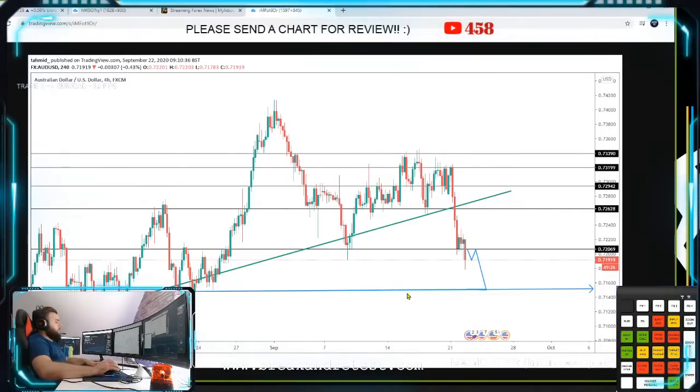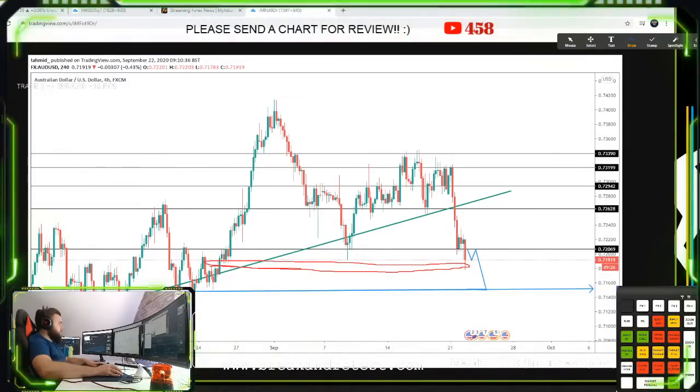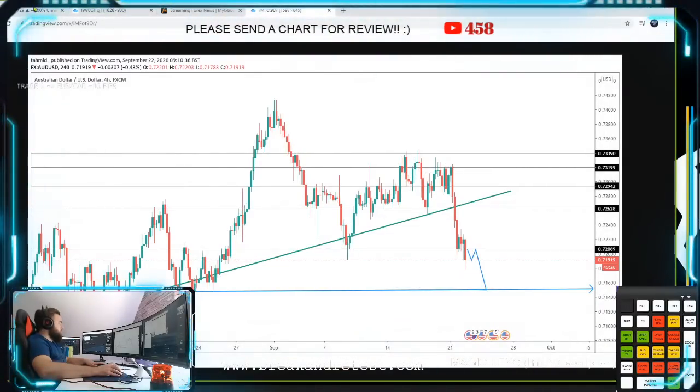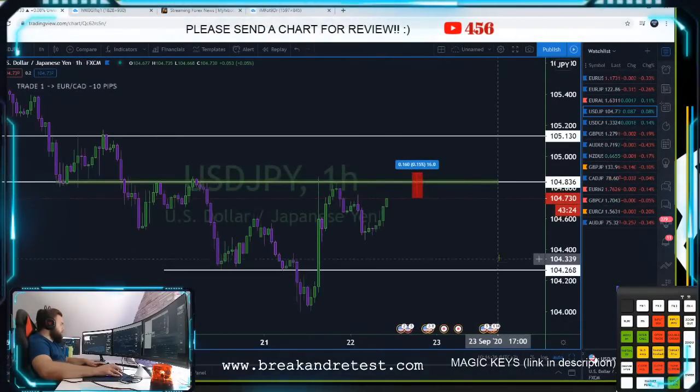Tahmid Ahmed, I just talked about this. Looks like you're not paying attention. What did I say? It's getting rejected from the support here. So for me, I'm staying out. Unless I see a clean break and retest, not getting in.